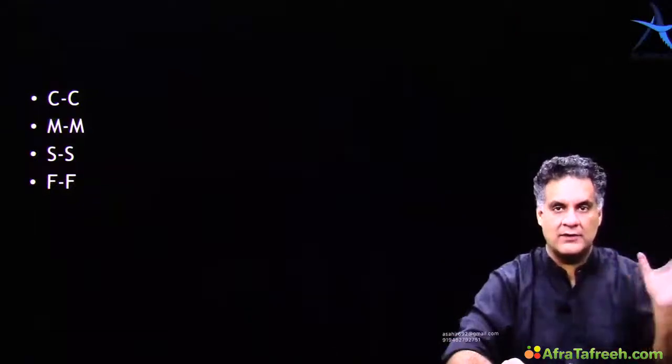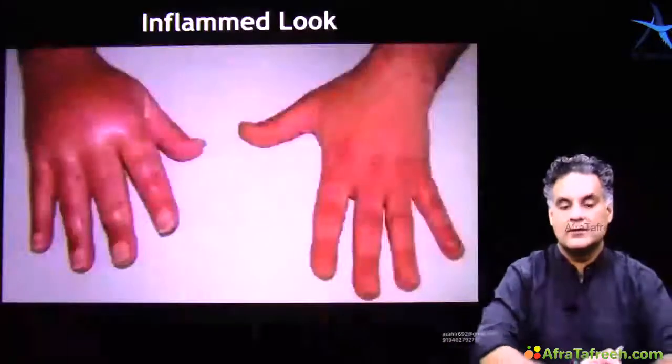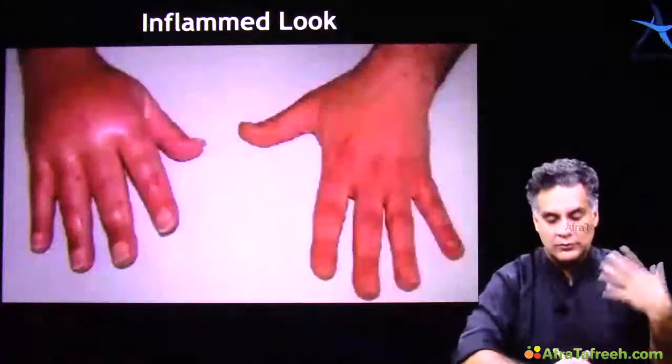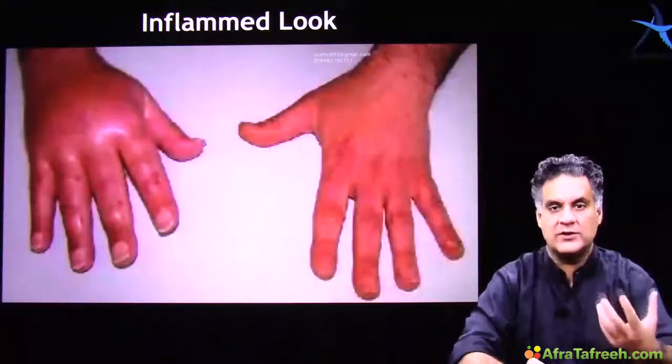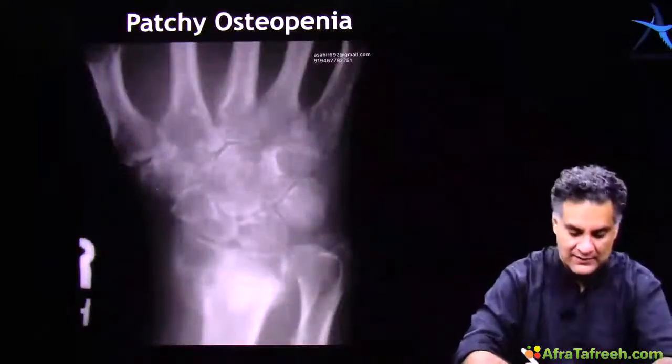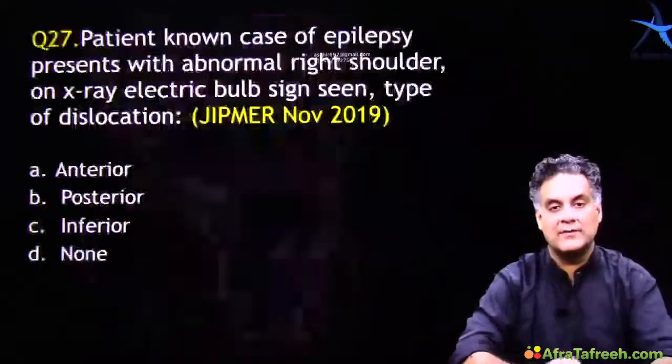Also remember, out of all the 4 complications, compartment syndrome, myositis, Sudeck's and fat embolism, it is the fat embolism which is the most grievous. So this is how Sudeck's looks, red hot shiny skin, patchy osteopenia. You can see here the telltale sign that the bone has united. That's how it looks.